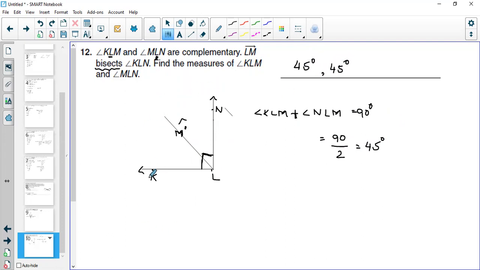Now you don't need to do this in so much detail if you understood the question well. The question says it is bisecting. Always remember, bisecting means it's dividing the angle into two exact parts. So if it is complementary, if it is 90 and if it's dividing into two equal parts, that means each angle is 45 degrees. I drew this so that you can understand that better.